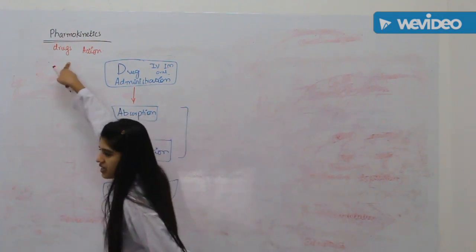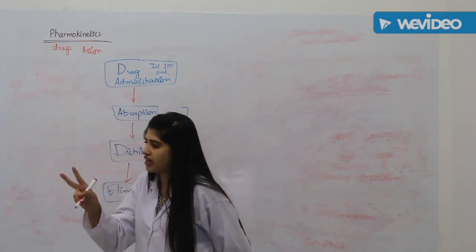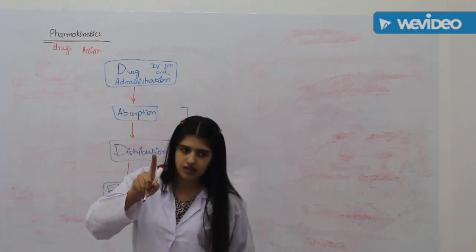For pharmacokinetics, you must know about two factors. Permeability, number one.